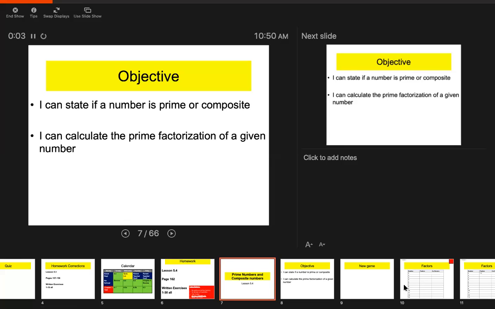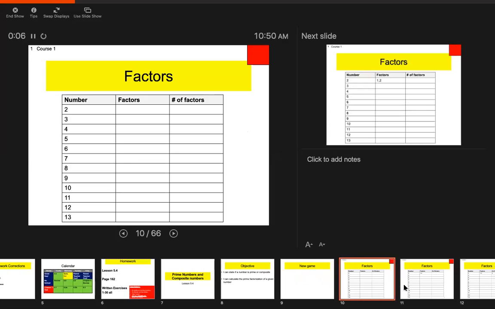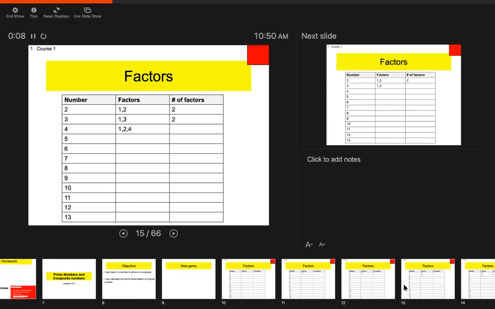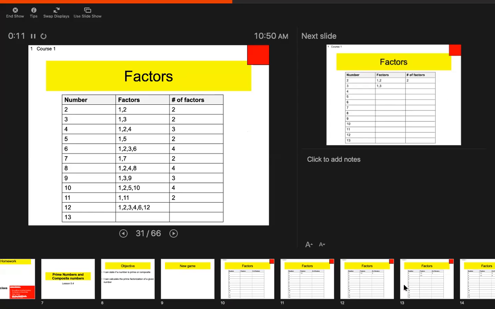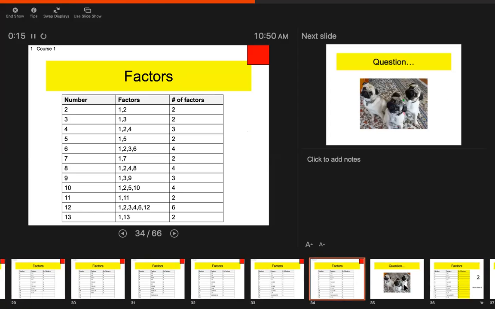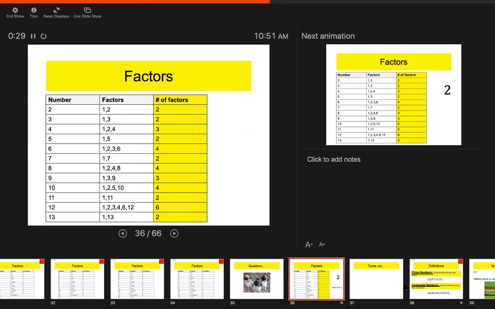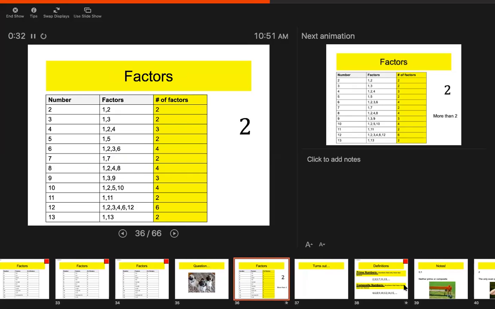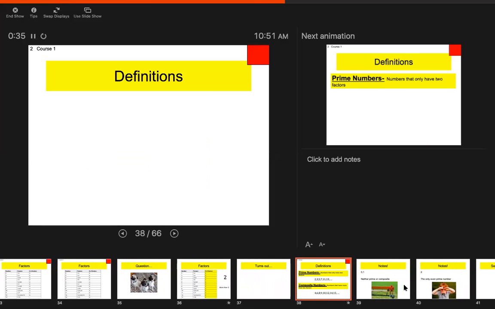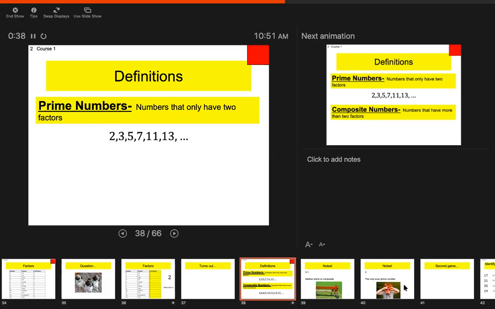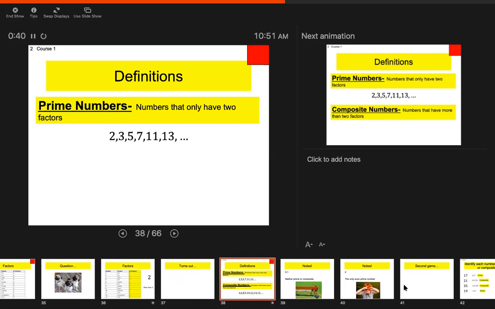All right, really quickly. The new game was, we wrote out all the factors, right? These were the factors of all these numbers. We listed all the factors and we noticed a pattern, that some of the numbers had 2 factors and some of the numbers had more than 2 factors. We called the numbers that had only 2 factors prime, and we called the numbers that had more than 2 composite, okay? So it turns out that the ones that had 2 were called prime numbers. Those are numbers where the only 2 numbers that go into the given number are 1 and itself.